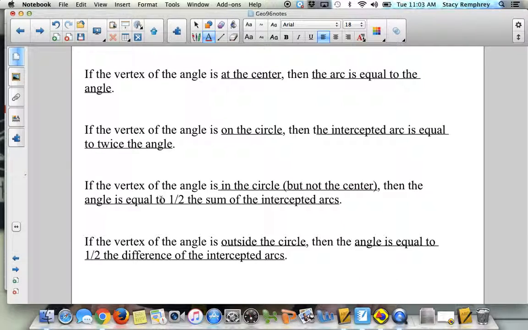If the vertex of the angle is in the circle but not the center, then the angle is equal to half the sum of the intercepted arcs. This actually does work if it's at the center as well. You just don't need it. If the vertex of the angle is outside the circle, then the angle is equal to half the difference of the intercepted arcs.